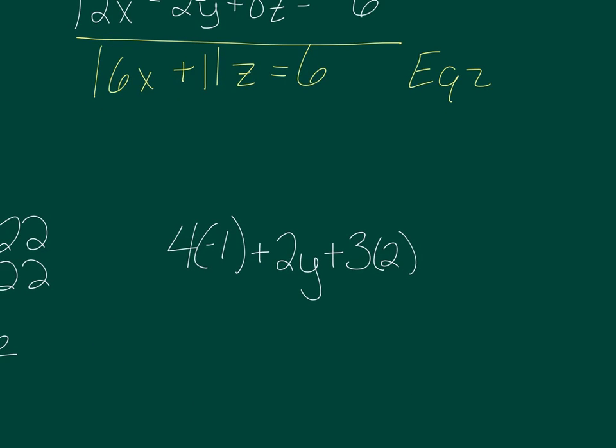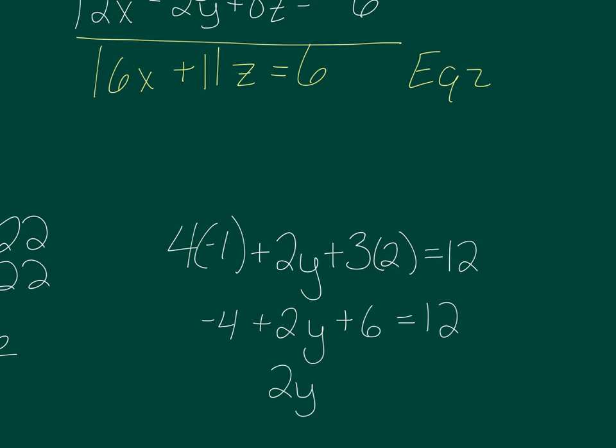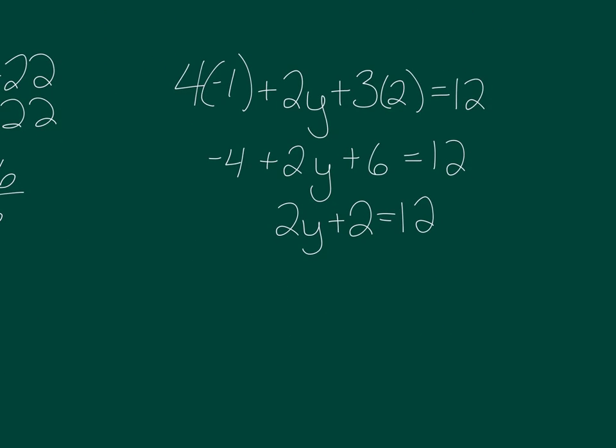All right, we'll get this. Is equal to 12. Now all I need to do is solve for y. So I have negative 4 plus 2y plus 6 is equal to 12. 6 and negative 4, I have 2y plus 2 equals 12. I need to solve for my variable y, and I subtract 2. 2y equals 10, divide by 2.